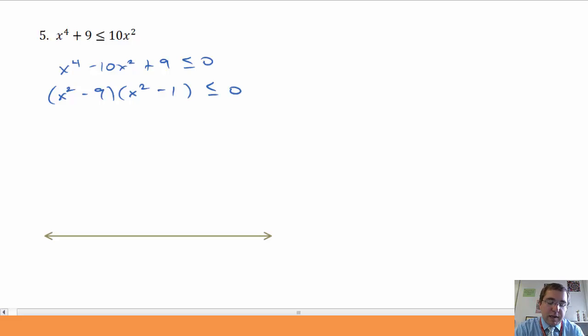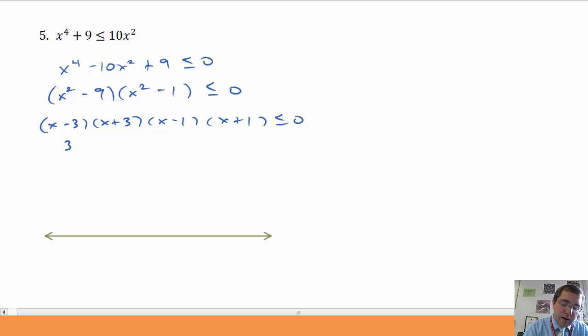Alright, we have x squared minus 9 times x squared minus 1. We're not done factoring, because those are each difference of squares. So x squared minus 9 factors as x minus 3 times x plus 3. X squared minus 1 factors as x minus 1 times x plus 1. And now I'm done factoring. And now I've got 4 numbers that I need to graph. This will be 3, that's negative 3, that gives me 1, and that gives me negative 1. So I'll have negative 3, negative 1, 1, and 3.